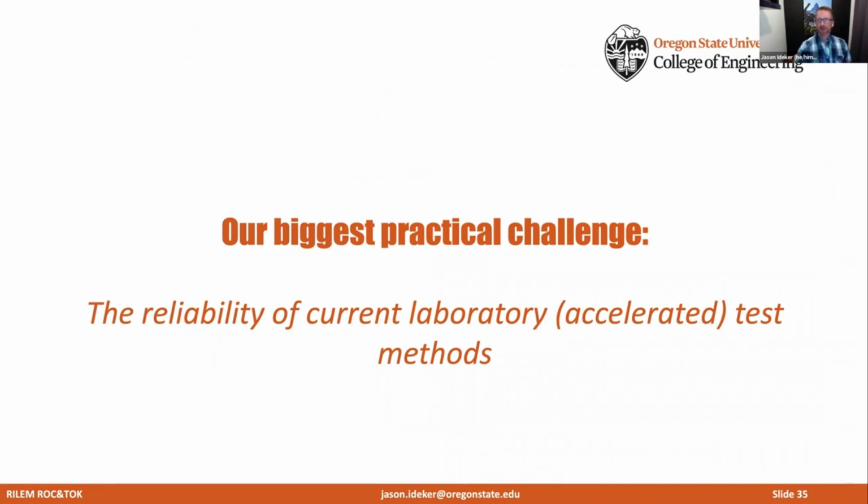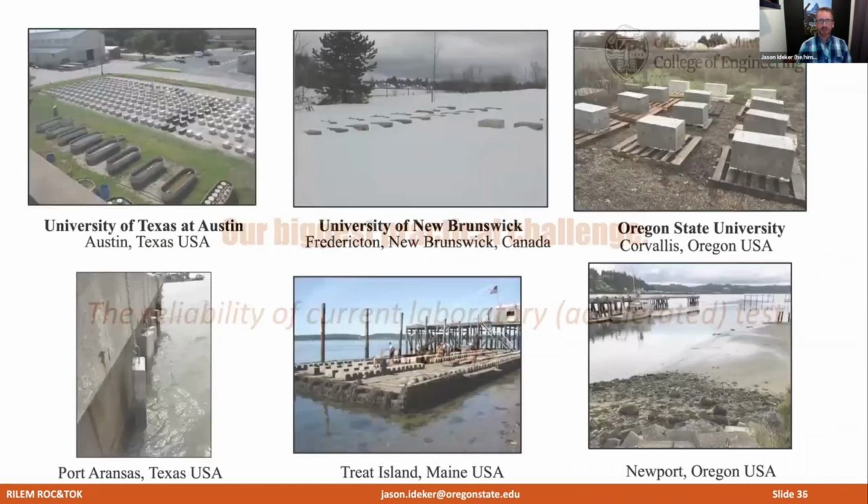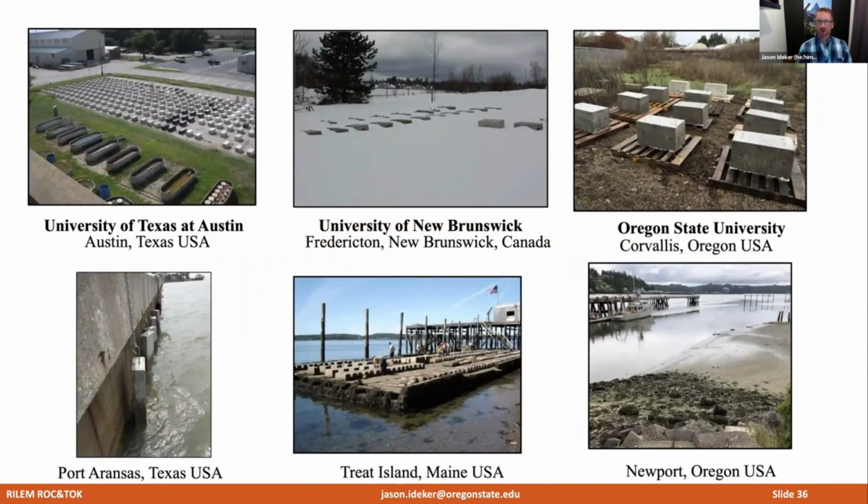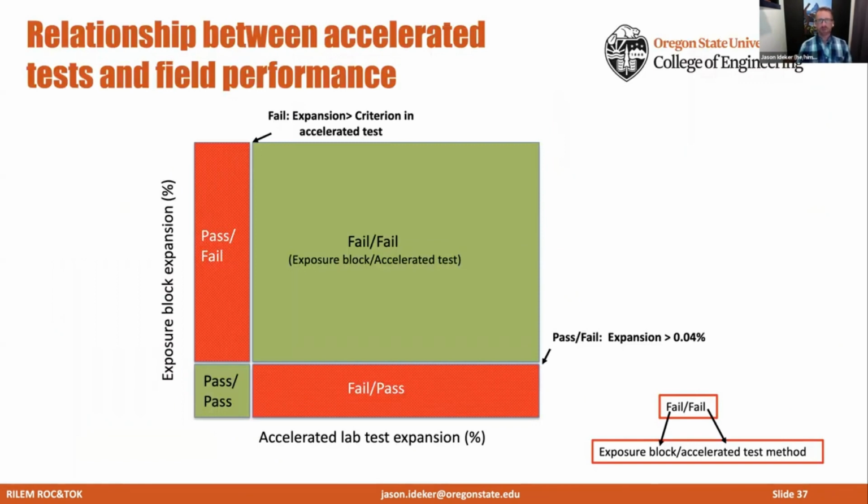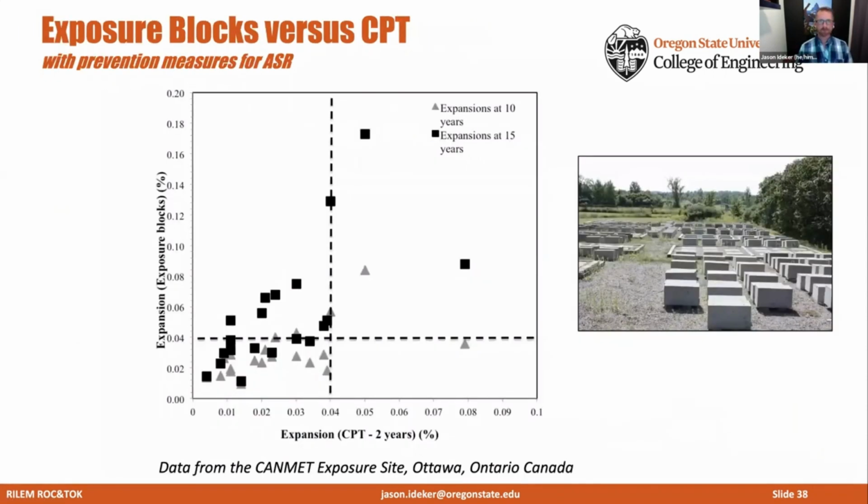So I think right now, probably our biggest practical challenge is the reliability of current laboratory accelerated test methods. We use outdoor exposure sites to benchmark our test methods. And what we're really looking for is to have this type of a relationship between our exposure block expansion, if you were to plot that on the y-axis, versus the accelerated lab test on the x-axis. Either a pass-pass or a fail-fail result is fine. Both methods are telling us the same thing. But what we want to avoid are situations where we would be in a pass-fail type region, where it would pass the accelerated lab test but fail in the field. That's the most concerning region to be in.